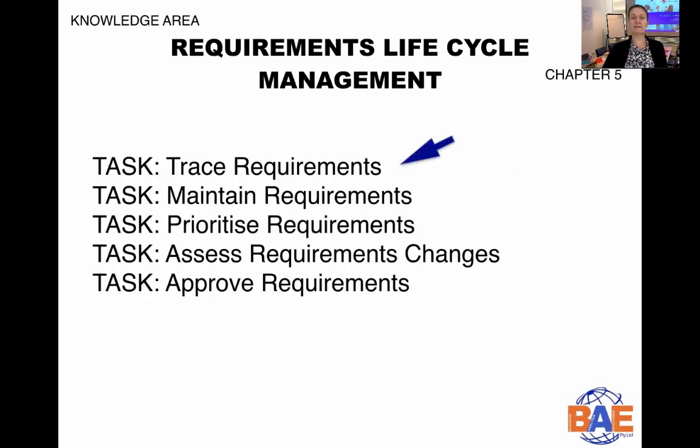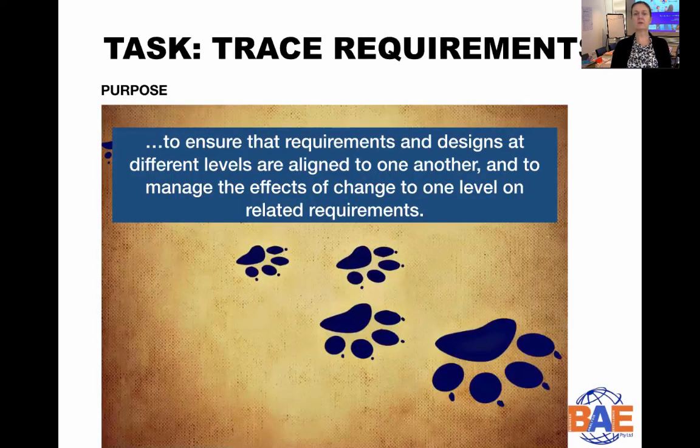So let's have a look at the tasks that are part of this knowledge area. So the first task is trace requirements. The next is maintain requirements, prioritize requirements, assess requirements changes, and approve requirements. So we will start by looking at trace requirements, and we'll cover maintain and prioritize as well in this video. And then the next part would be the last two tasks, assess requirements changes and approve requirements, in the next video. Great, but let's now have a look at trace requirements.